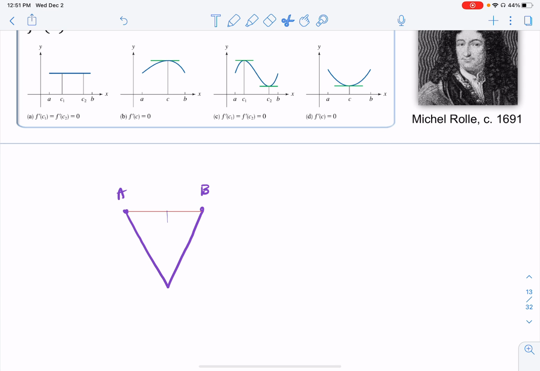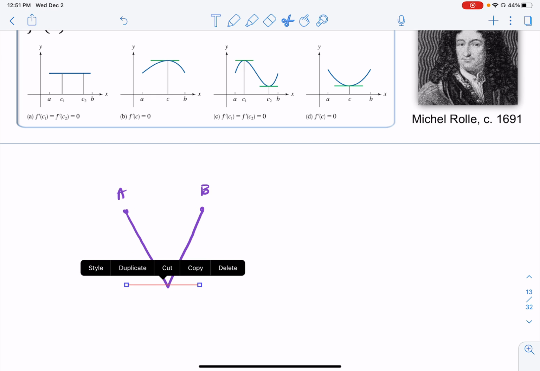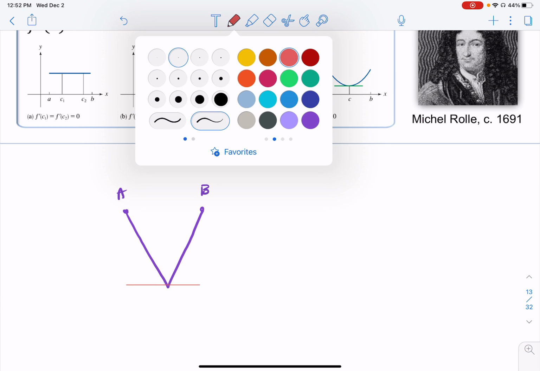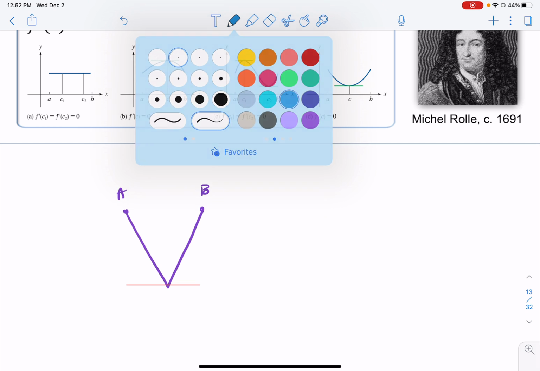If I were to pick this thing up, I can see that I am not guaranteed a slope of 0, a horizontal tangent line, on this graph. And I absolutely exclude this sharp turn, because there's no slope there. So I know that I need to have both of those conditions satisfied before I can apply Rolle's theorem. So Rolle's theorem goes like this.